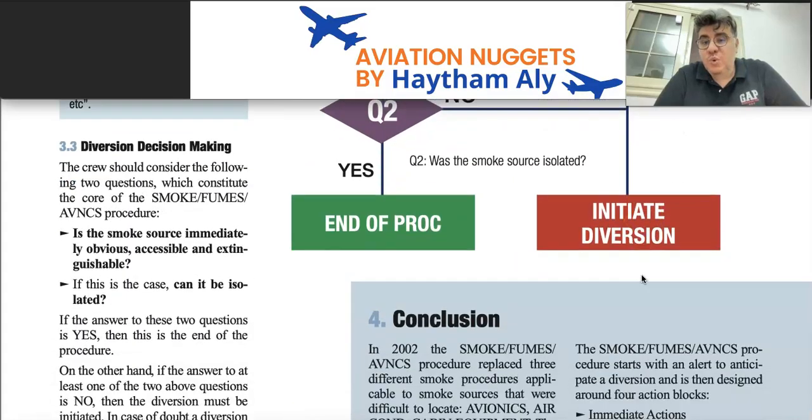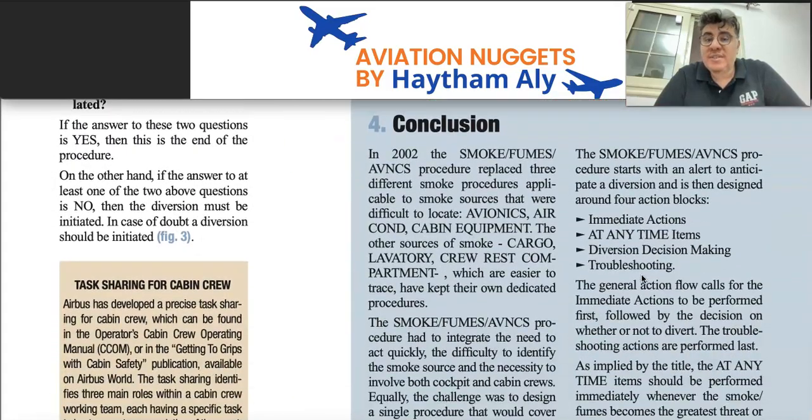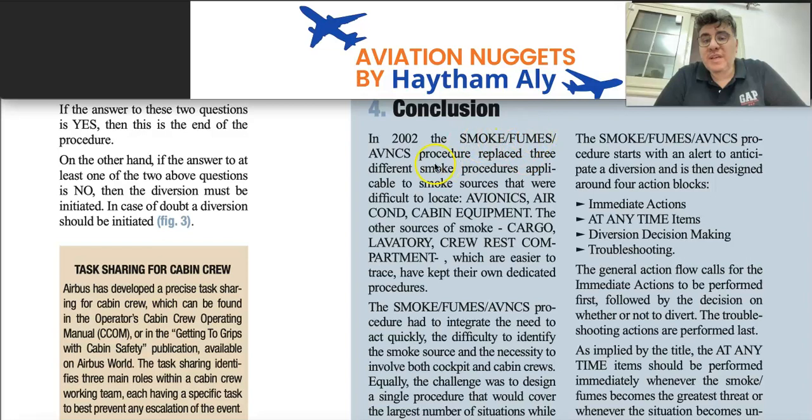So everybody, this was our training session on the smoke, fumes, and avionics procedure. This single procedure replaces 3 different smoke procedures applicable to smoke sources that may come from avionics, from air conditioning, and the cabin equipment. The other 3 sources of smoke, cargo, crew rest compartment, and the lavatory, are easier to trace and have kept their own dedicated procedure.